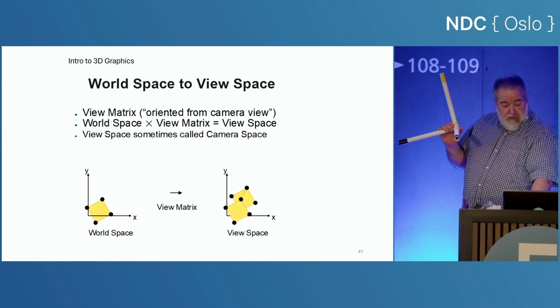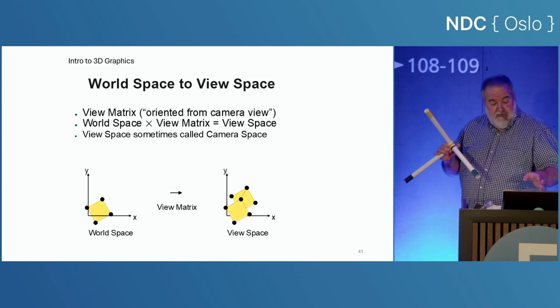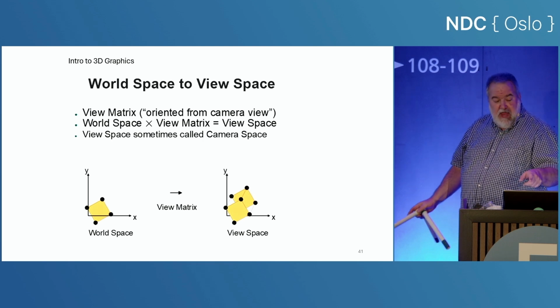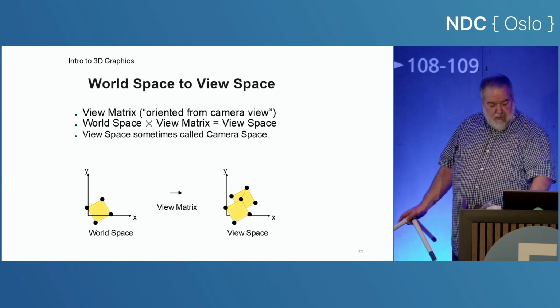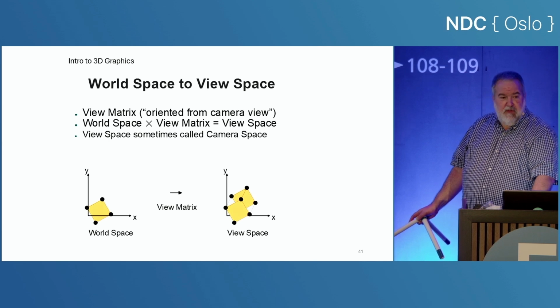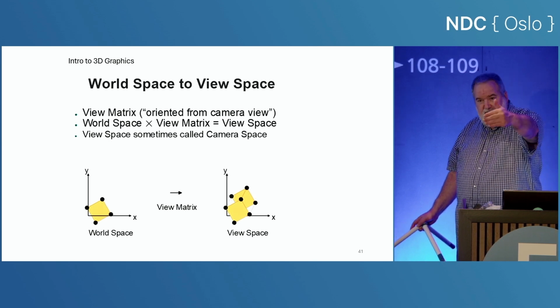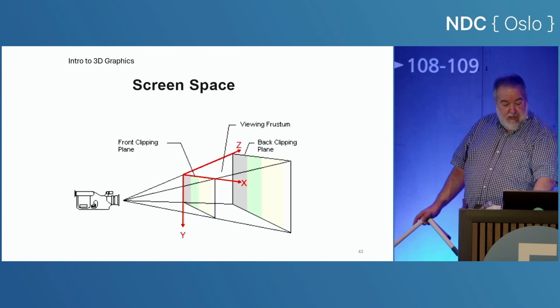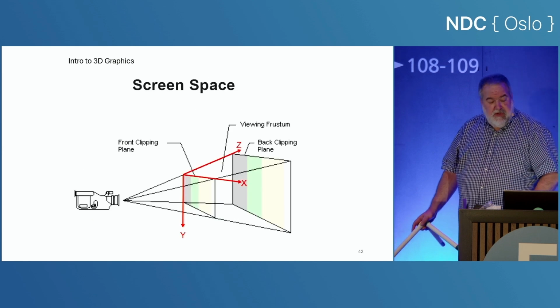View space. Okay, so this is going world space to view space. That's where we tilt it and we're looking at it from an angle. We haven't done the perspective view on it yet. So the depth is in Z, but it's not squished together. The depth doesn't make things smaller yet. That's where screen space is.